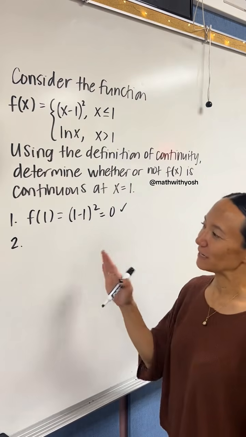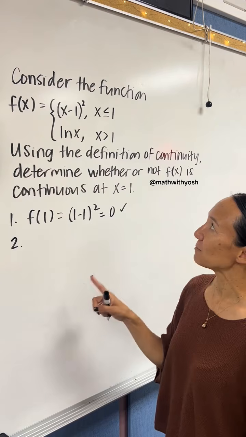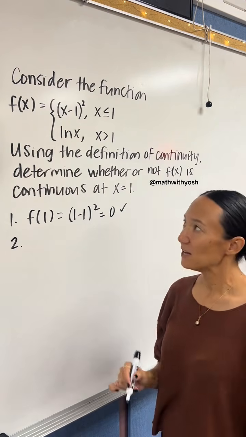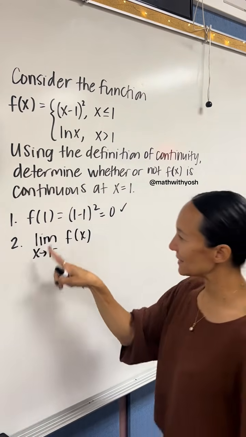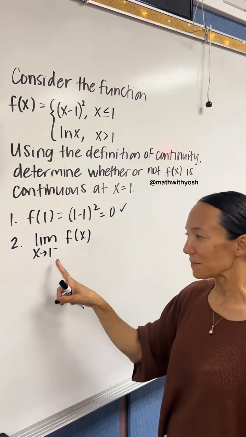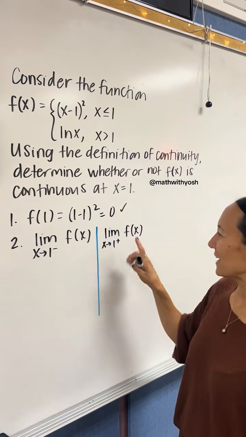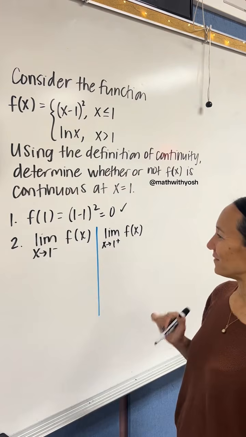For step 2, you want to identify whether or not the limit as x approaches 1 of f exists. So since it's a piecewise function, we're going to check the limit from the left and the right. So I set it up. We have the limit as x approaches 1 from the left of f of x. And next we have the limit as x approaches 1 from the right of f of x.